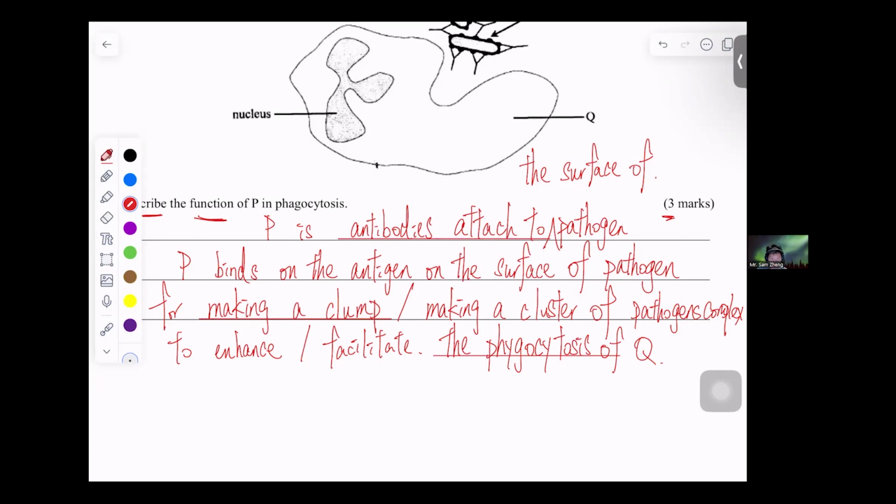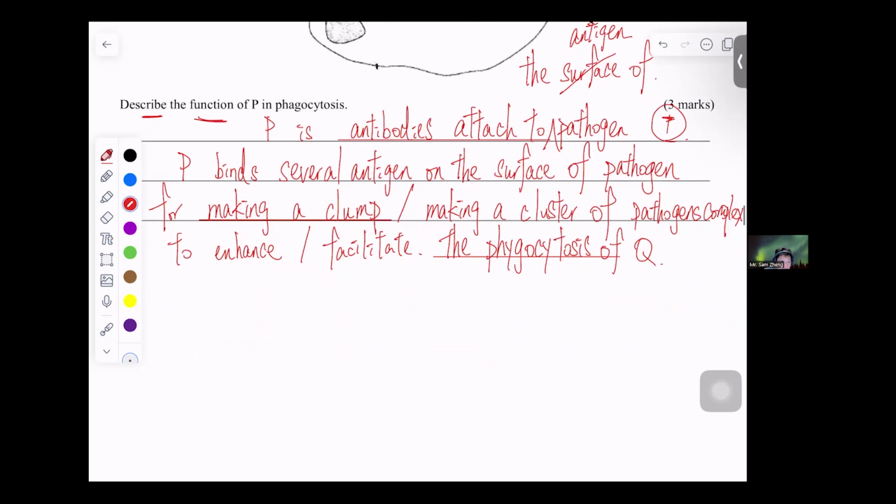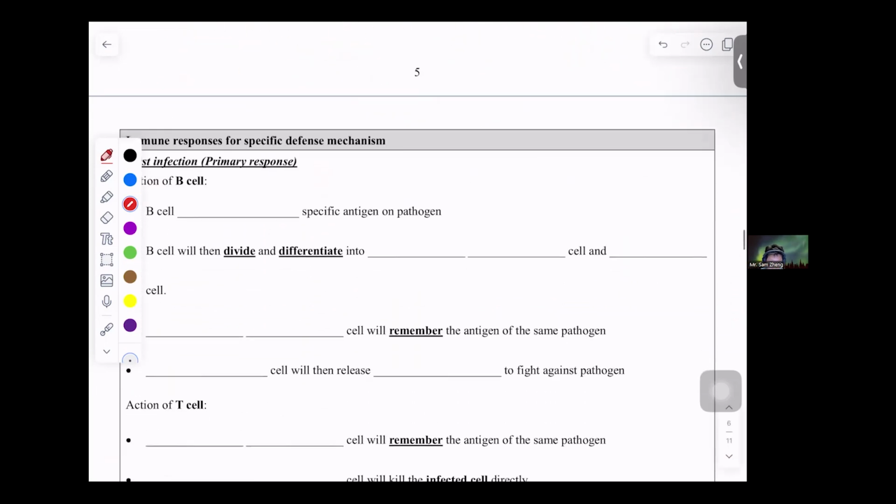So this would be the first mark here. It will be attached to the surface or the antigen of specific pathogens, and they will bind several pathogens together to make a clump or a cluster of pathogen complex to enhance or facilitate the phagocytosis of Q. Okay, so this is how we try to answer the question in which we describe the functions of antibodies.